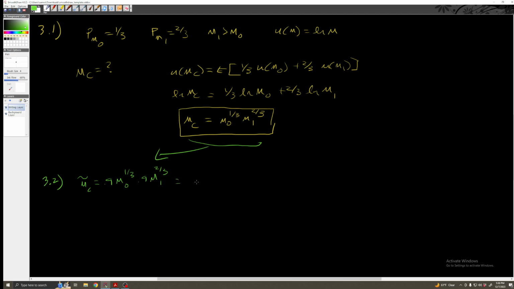So this is the same thing as 0.9 times m sub 0 to the 1/3, m sub 1 to the 2/3. And this right here looks awfully familiar because we got it from when we defined m sub c. So we can replace this part with m sub c, they're equivalent. In doing so, we'll have written m sub c tilde as a function of m sub c. So this is our solution.